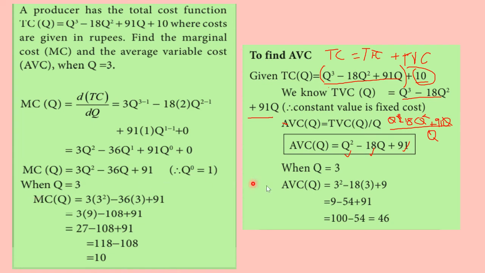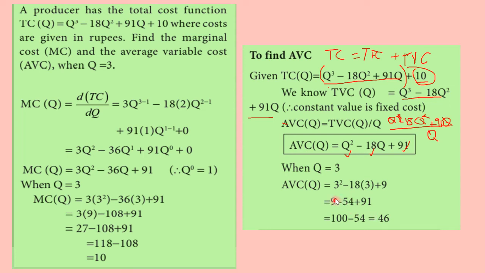When Q is equal to 3, just substitute the value of Q as 3. Q square becomes 3 square minus 18Q. It becomes 18 into 3 plus 91. It is not 9, it is 91. So we have 3 squared equal to 9. 18 threes are 54 plus 91.